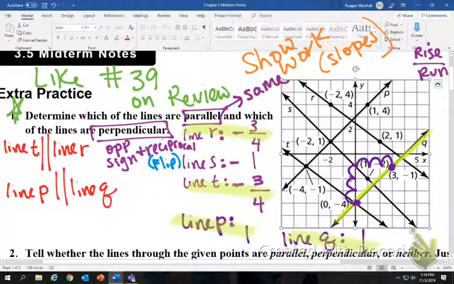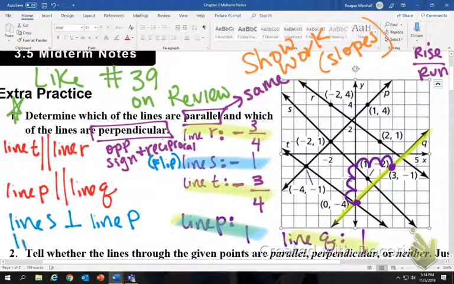We'll do perpendicular. Perpendicular means opposite sign and the reciprocal. So perpendicular to negative 3/4 would be 4/3, and I don't see that. So there isn't going to be a perpendicular with negative 3/4. Perpendicular with -1 would be +1, which I do see. So we're going to say line S is perpendicular to line P. It's also going to be perpendicular with line Q.